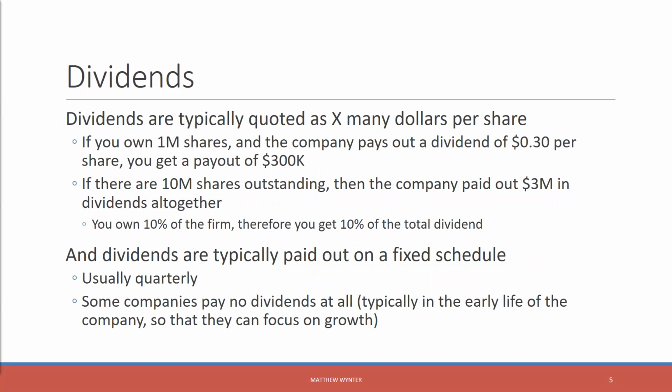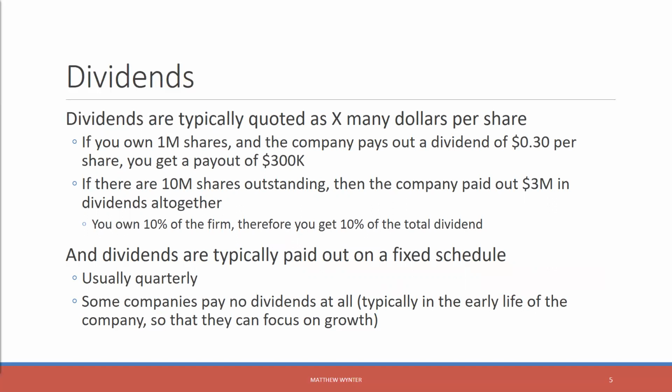Dividends are typically quoted as X many dollars per share. For example, if you own 1 million shares and the company pays out a dividend of 30 cents per share, you get a payout of 300,000, 300K. If there are 10 million shares outstanding, and the company paid out a total of 3 million in dividends altogether, you own 10% of the firm, therefore you get 10% of the total dividend. So we'll look at dividends being quoted in multiple ways.